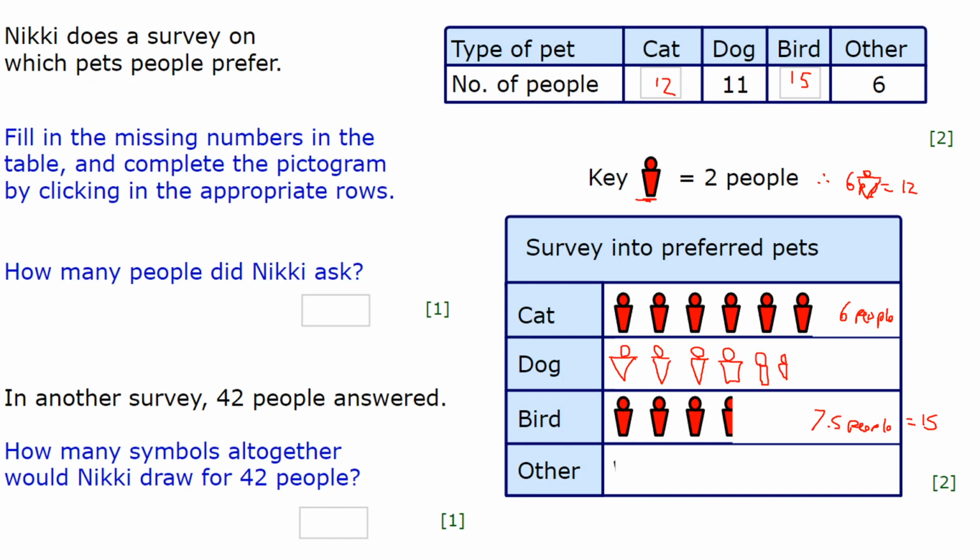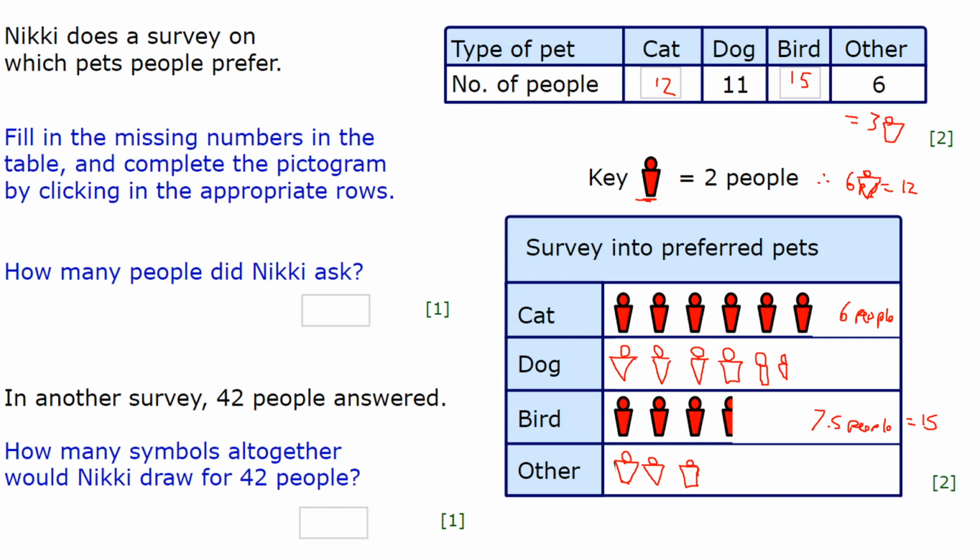Alright? And now for other, that represents 3 of the pictograms. And so what we can draw on our pictogram is 3 pictures to represent that. And that is what the pictogram should look like.